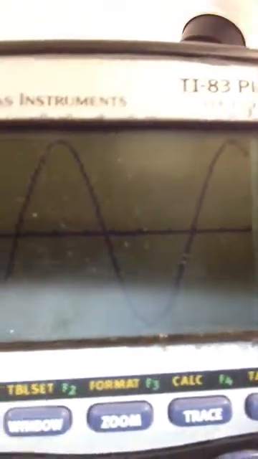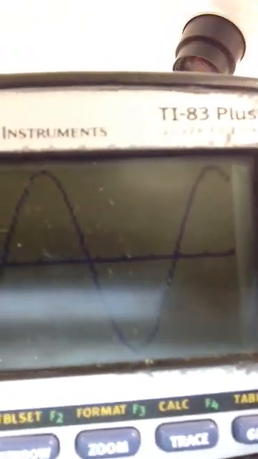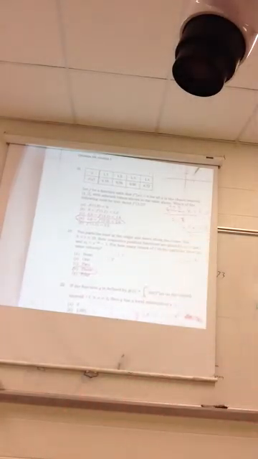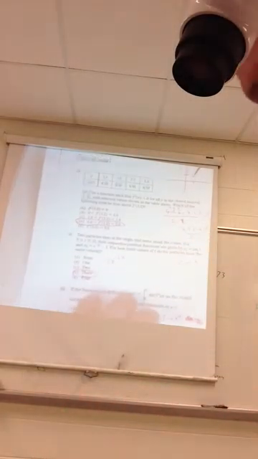Now, if you look at that graph, you'll see that this crosses the x-axis 3 times. Therefore, my answer is there are 3 values where they have the same velocity.